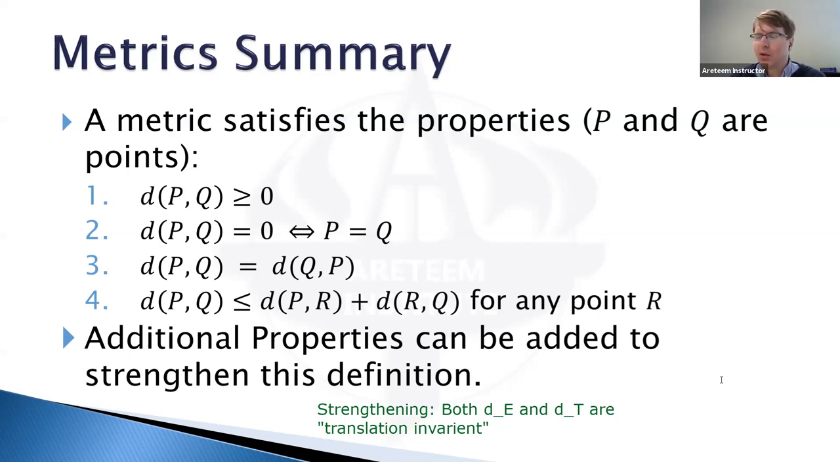But if we turn the path from 1, 1 to 2, 2 into 5, 5 to 6, 6, that shouldn't change the distance. It doesn't change it in Euclidean distance or taxicab distance, so this is translation invariance. And sorry, I think invariant is spelled with an A, not an E. Okay, so that's actually an unintended preview of the next slide.